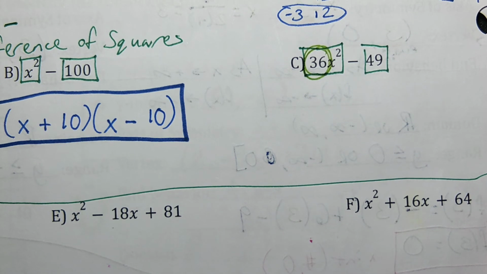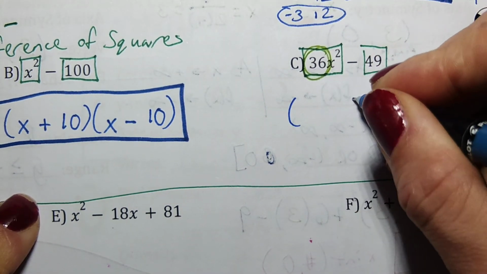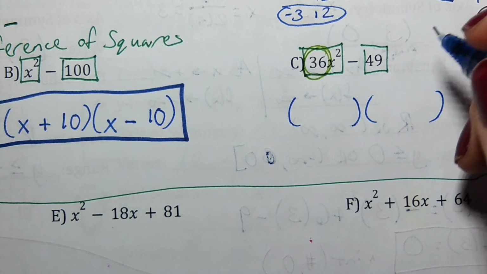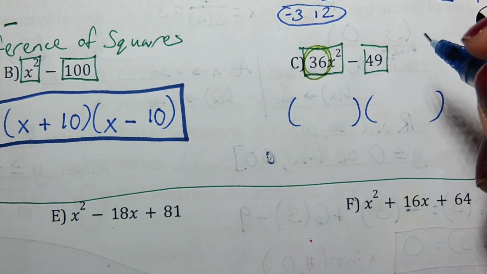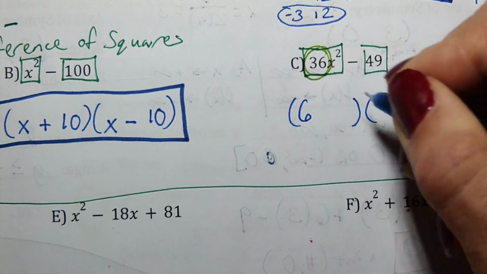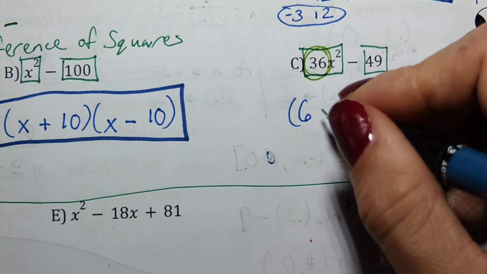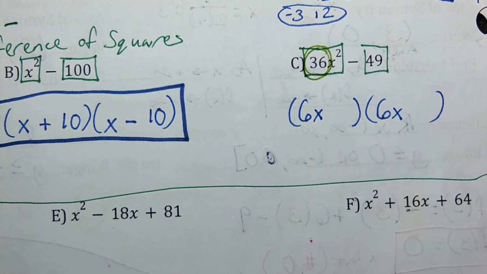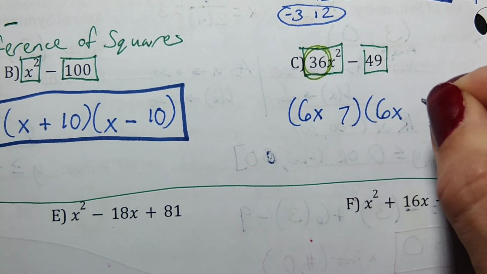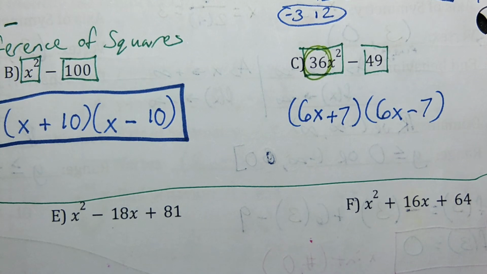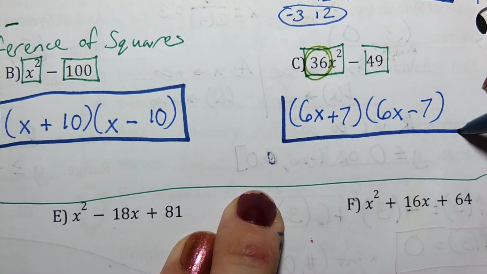So what are my perfect square factors of 36x squared? Perfect square factors of 36 would be 6 and 6. Perfect square factors of x squared would be x and x. Perfect square factors of 49, 7 and 7. One gets a plus and one gets a minus. And we have just factored that.